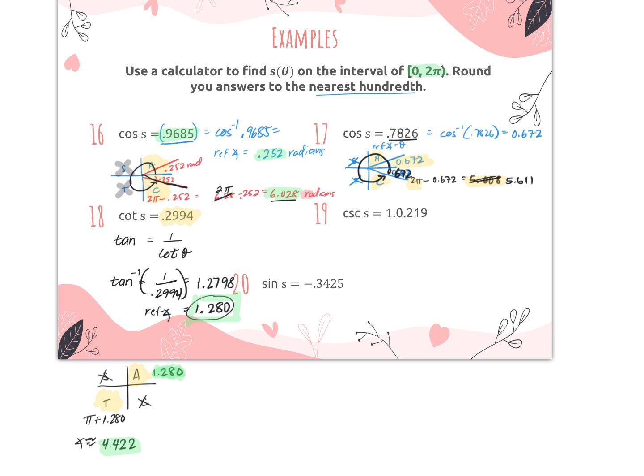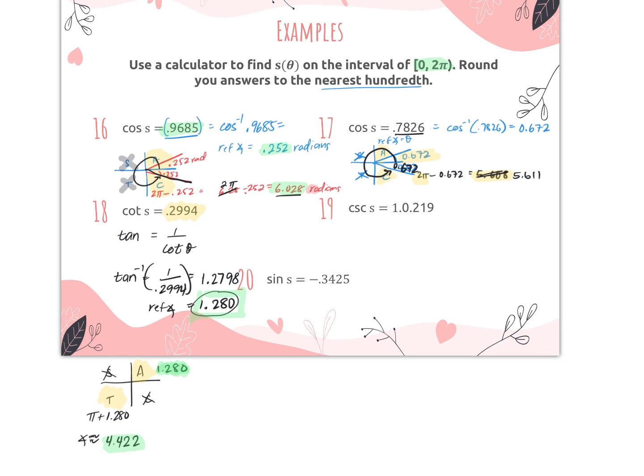Now, the last problem is the one that gets a little tricky. They're looking for the theta again in radians, and they're telling me that the sine of some radian angle measure is negative 0.3425. So I know that I'm going to do inverse sine, but instead of doing the negative, I'm going to wait on that and just do the positive in here. I'm going to use the negative to determine my quadrant.